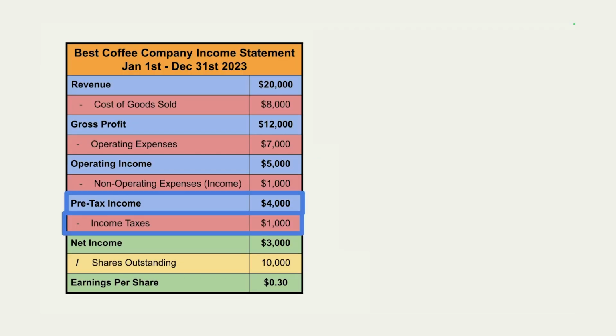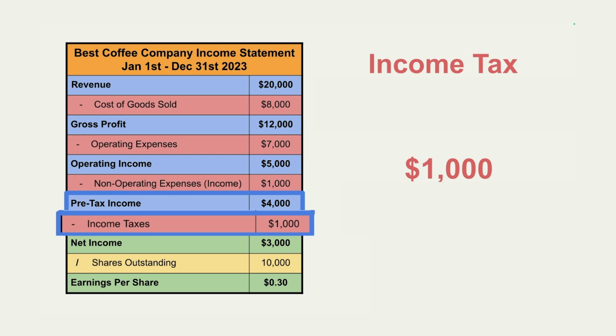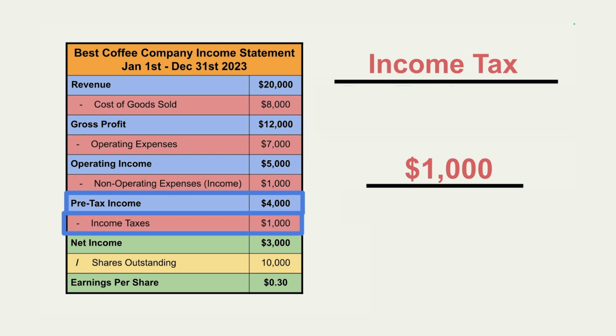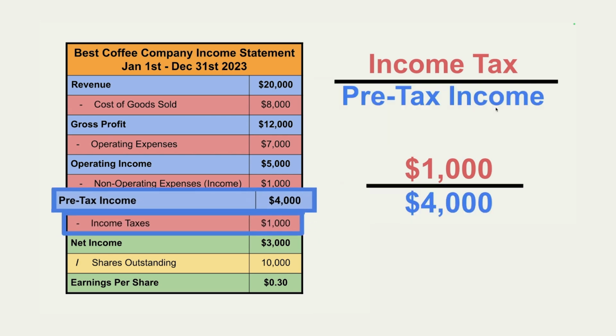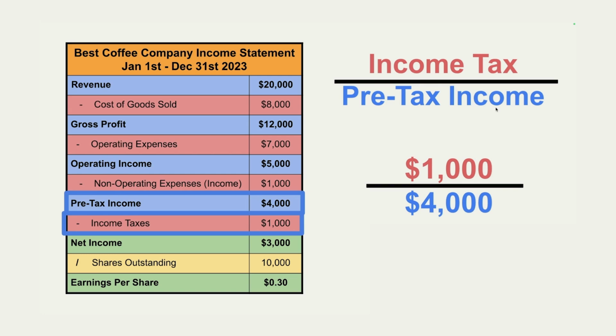For this company here, we see that this business spent $1,000 on income taxes. We divide that by the company's pre-tax income of $4,000. That gives us an income tax margin of about 25%, which indicates this business is not trying to deceive authorities.